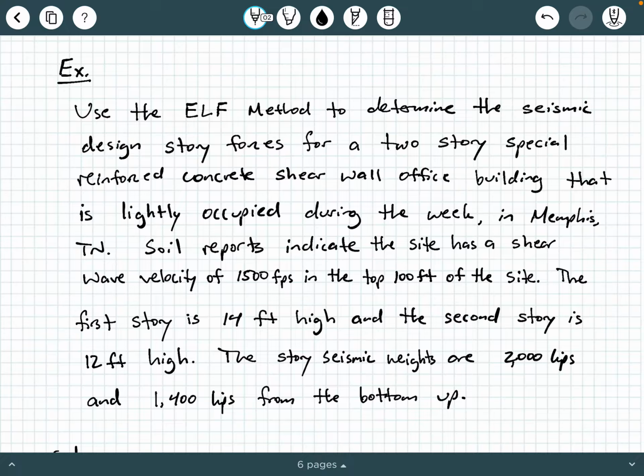Hey everybody, Dr. A here, and in this video we're going to be exploring an example of how to use the equivalent lateral force method to determine the seismic design story forces for a building.